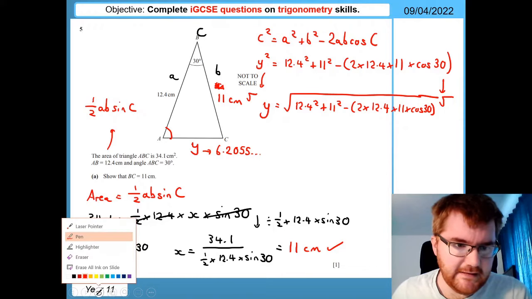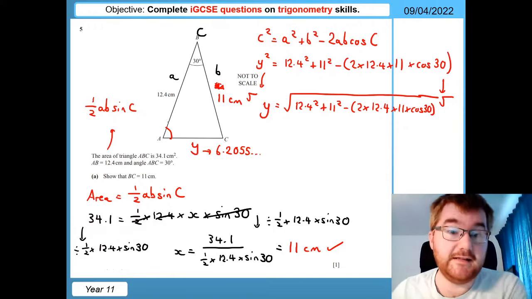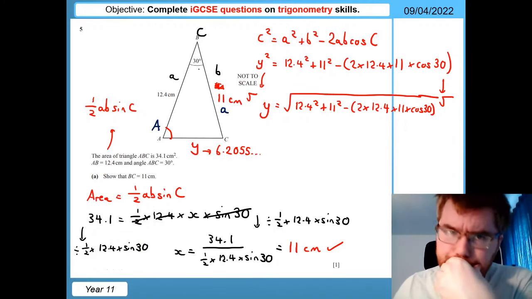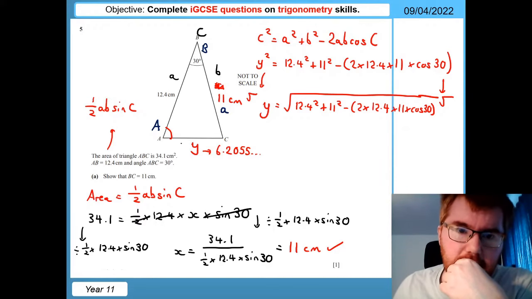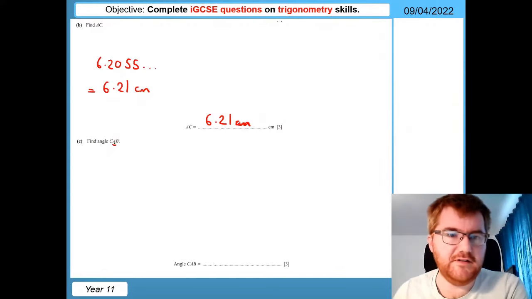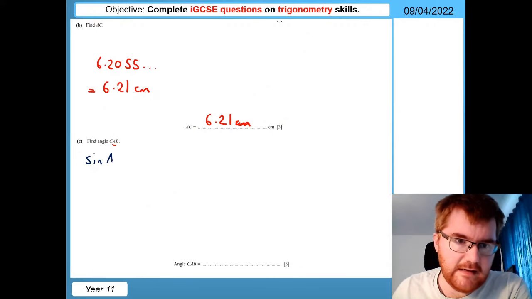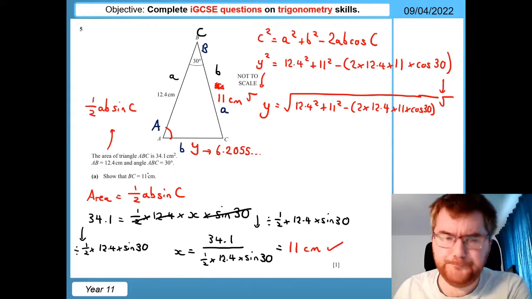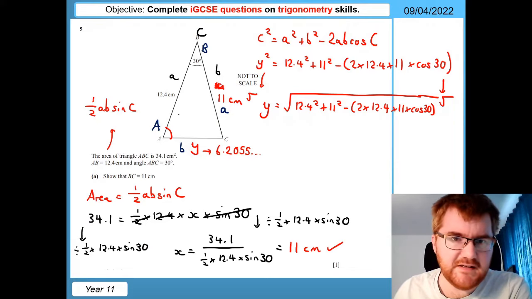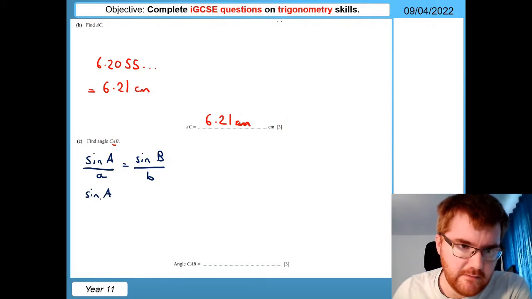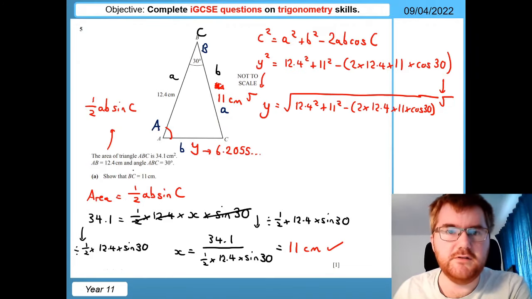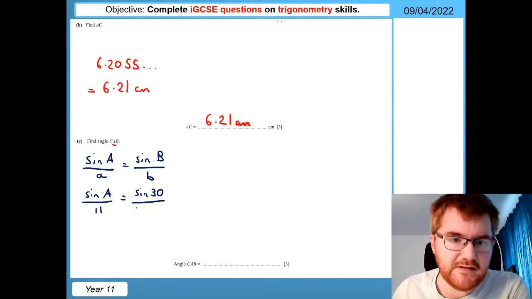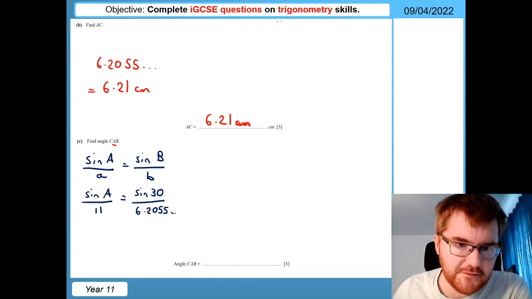So when you've got a side and angle and a side and you're looking for another angle, then we're going to use the sine rule. That's all about labeling here. So let's do a different color so you can see what we're doing in this particular question. So I'm going to call this big A. I'm going to call this now small a. I'm going to call this big B. I'm going to call that small b. Right, let's do it on this slide here. So we're going to go sine A over a is equal to sine B over b. So A we don't know, the side opposite is 11, so we get sine A over 11 is equal to sine of B, which is 30, divided by that side we literally just worked out, so that's 6.2055 dot dot dot.